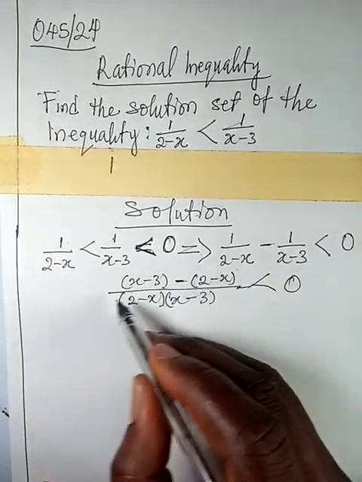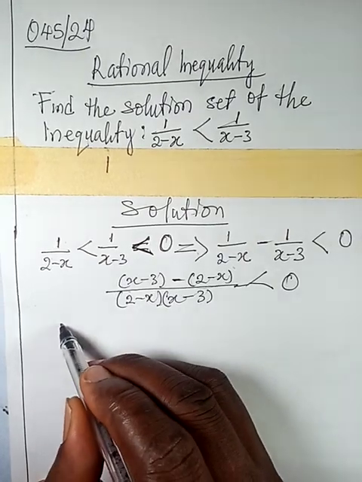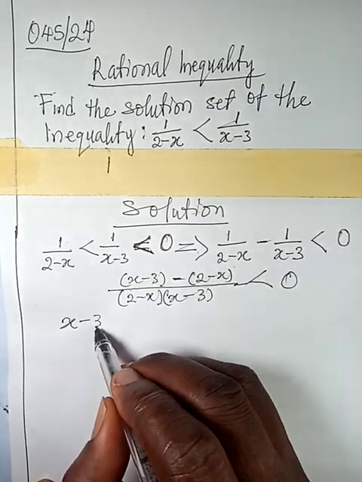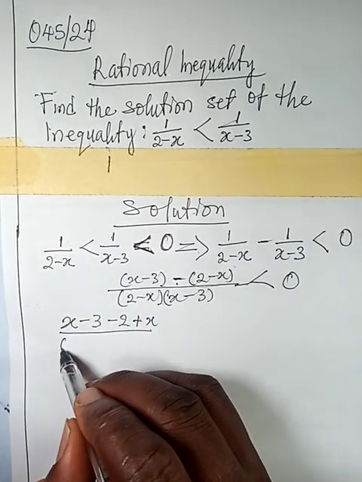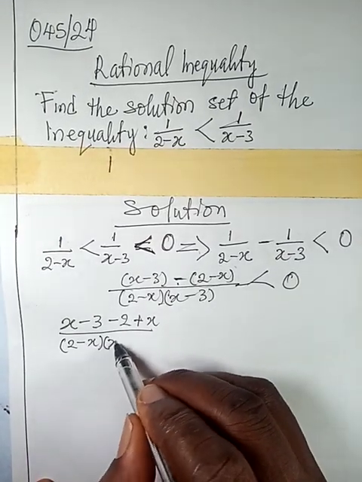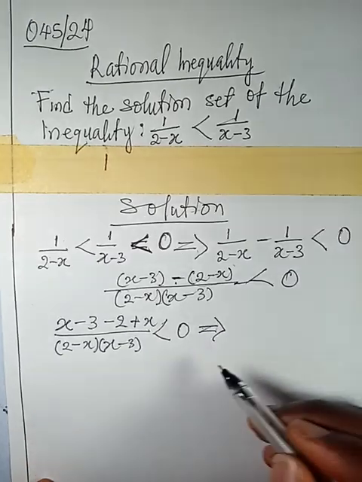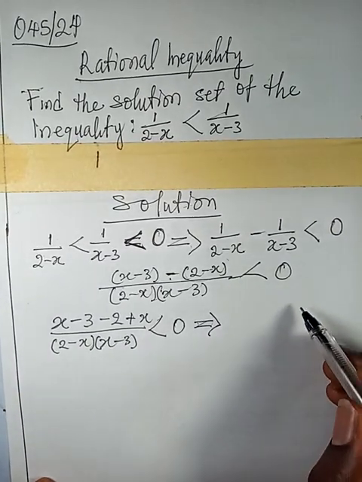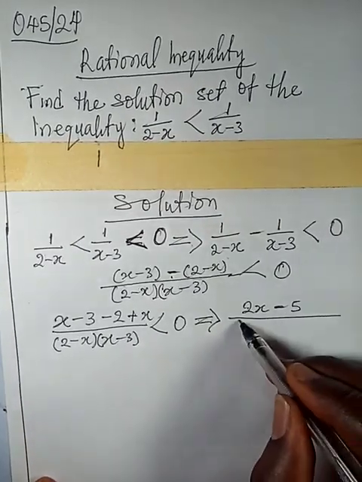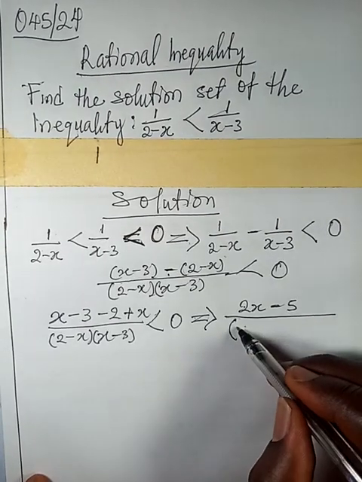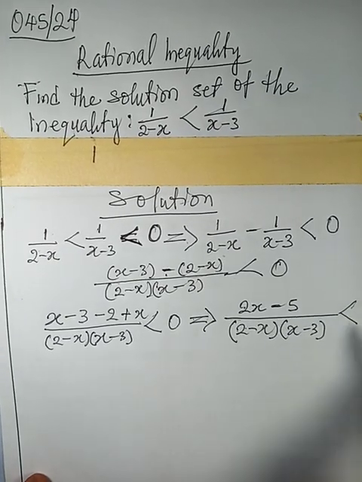So simplifying the numerator, we're going to have x minus 3 minus 2 plus x. This time this is plus, all over 2 minus x into x minus 3, all is less than 0. This is the same as this, and this will give me 2x. This will give me minus 5, all over 2 minus x into x minus 3 is less than 0.